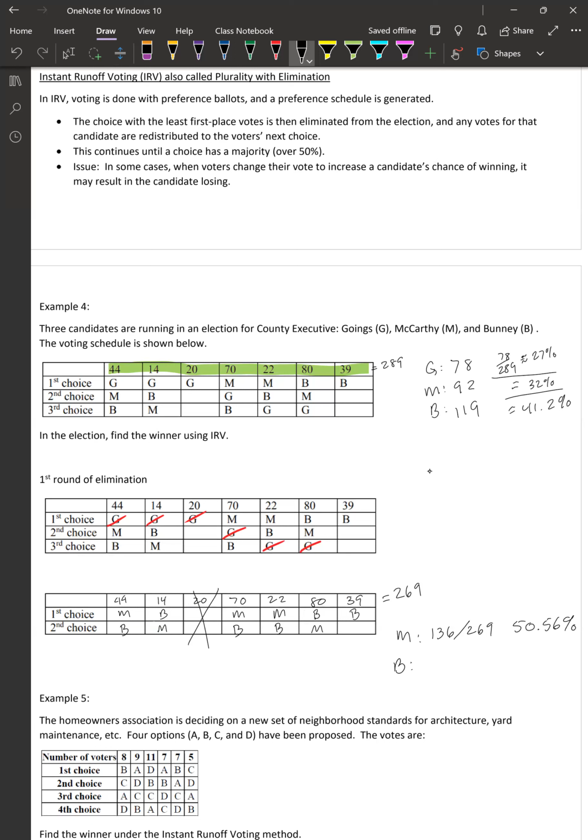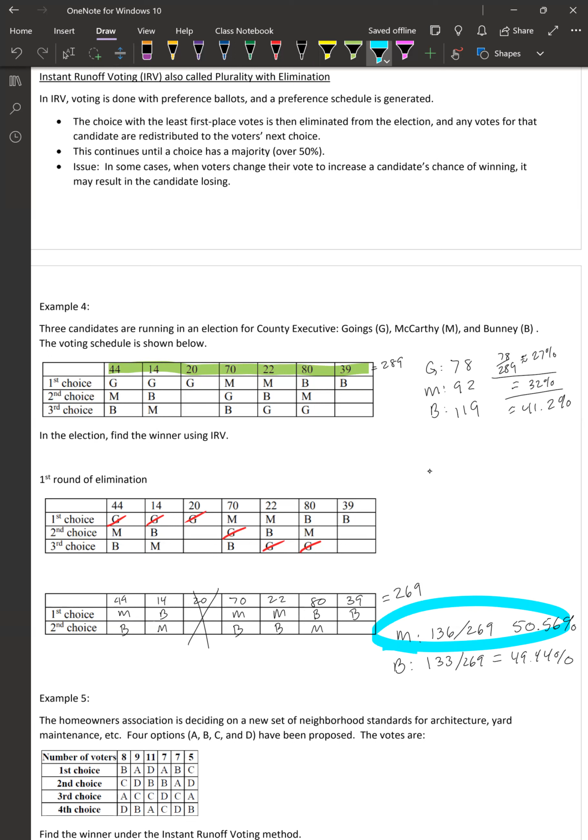Bunny has how many first place votes? 14 plus 80 plus 39. That's 133. Oh, so close. And what is that percentage? Divided by 269. 0.4944. So that's about 49.44%. So very close, but indeed McCarthy has won using the plurality with elimination, aka instant runoff voting.